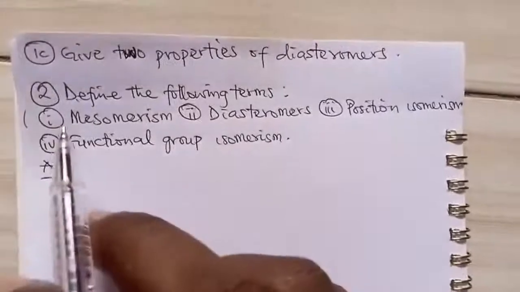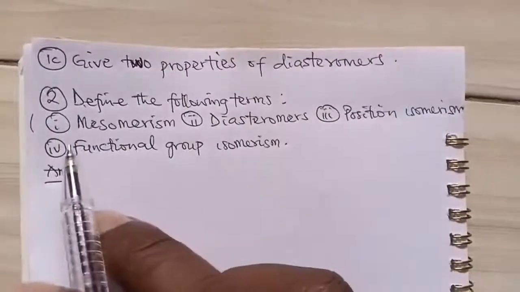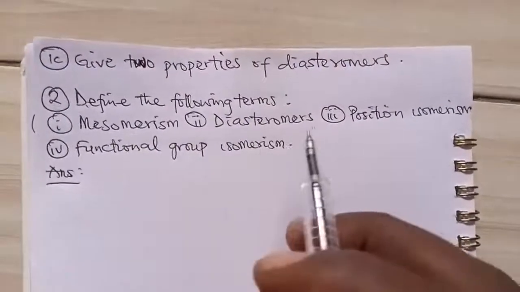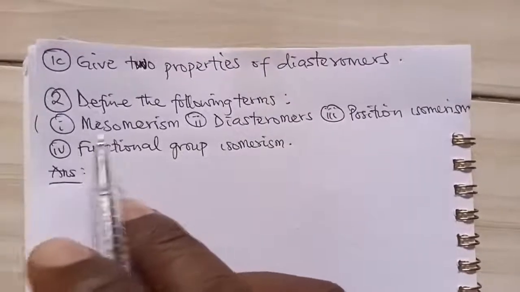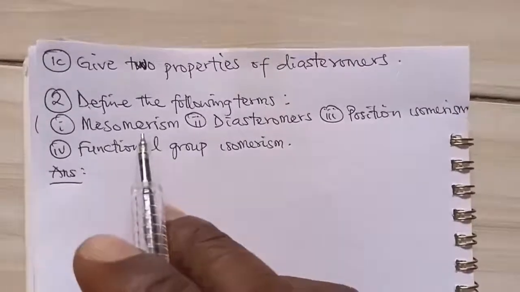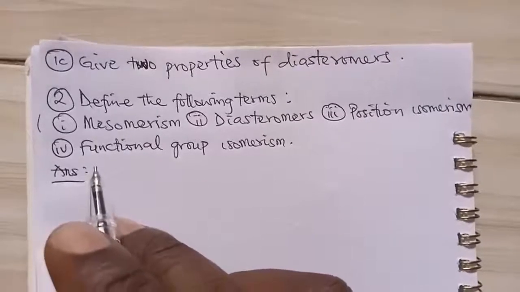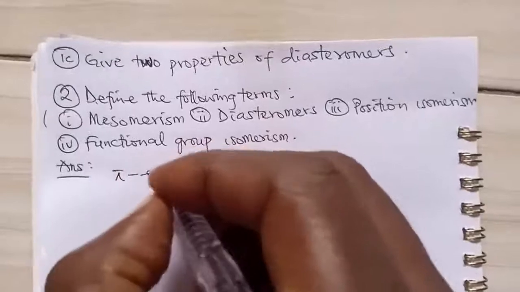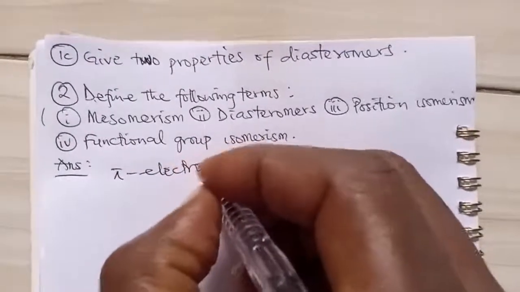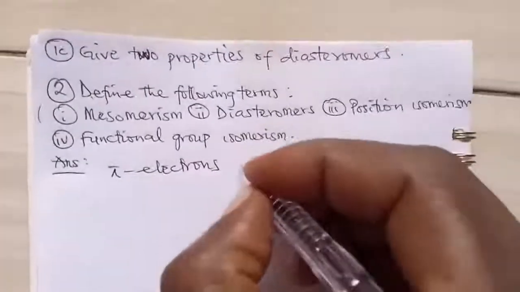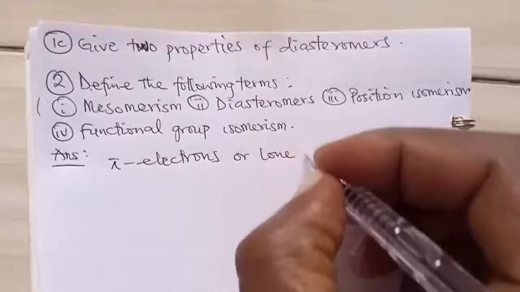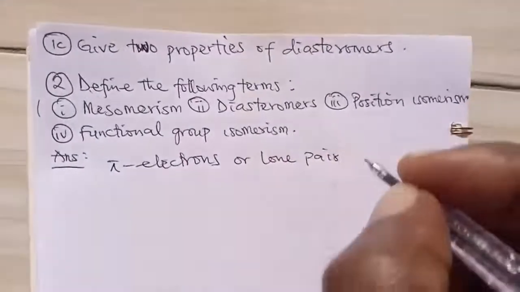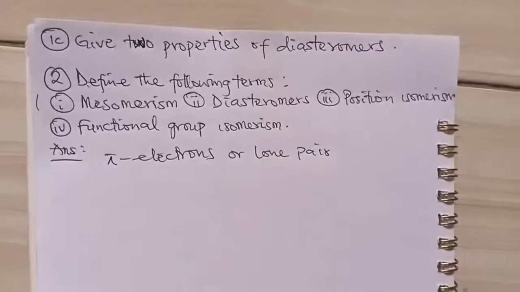The number 2 question says define the following terms: I, mesomerism, diastereomers. Let's start with the first one, mesomerism. Mesomerism is the migration or delocalization of the pi electrons or lone pair electron from one atom to another, which results in the... So let me give an illustration for that.